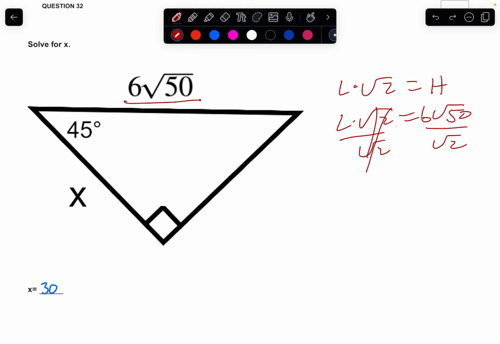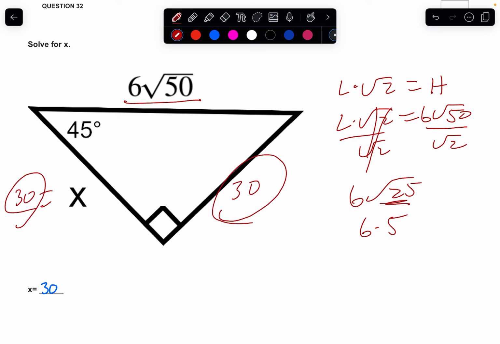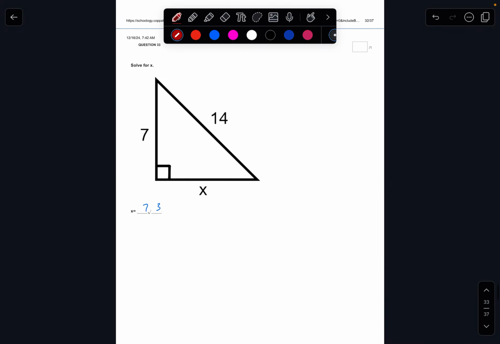Please try. That is 6 root 25. Well, the square root of 25 is 5. So this is 6 times 5, which would be 30. And that would be both of them since it's a 45, 45. So that is 30.